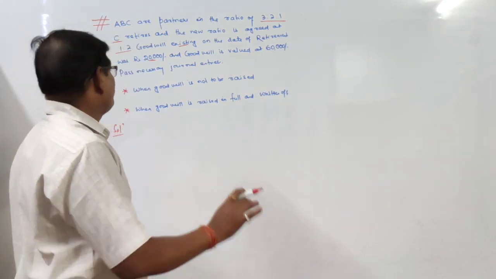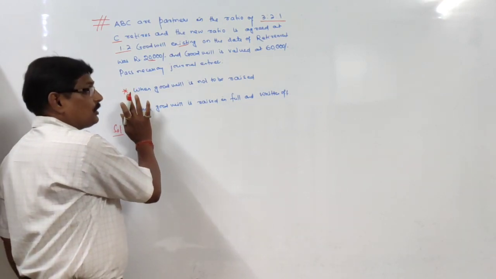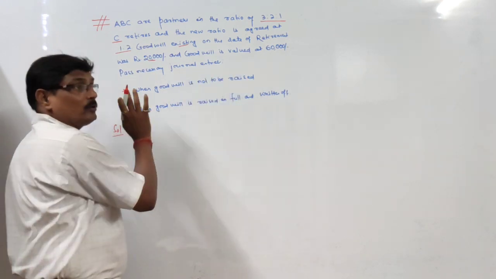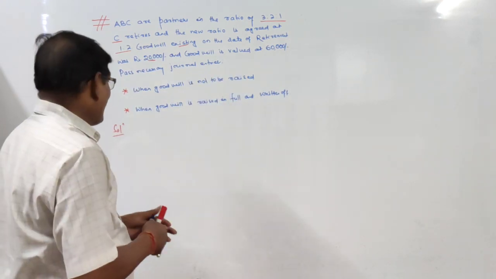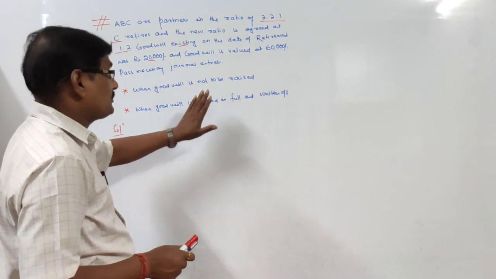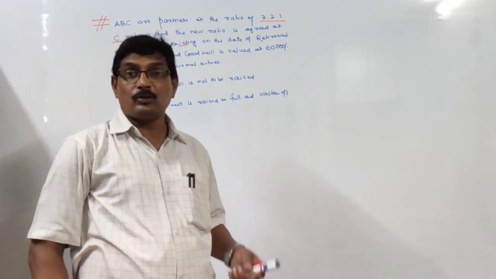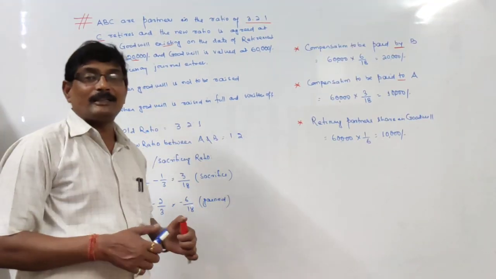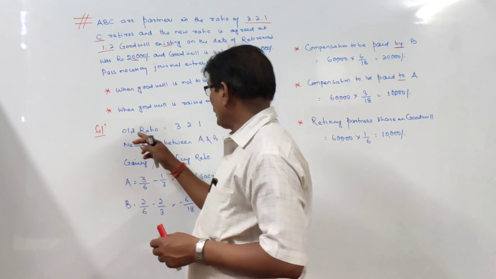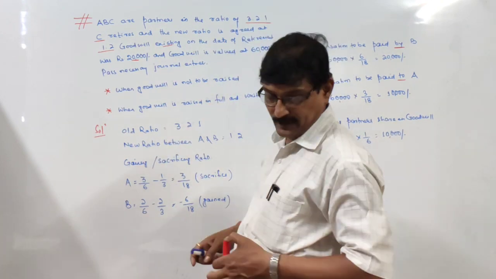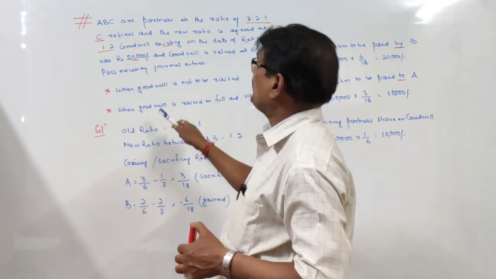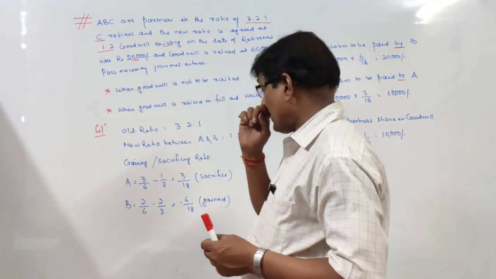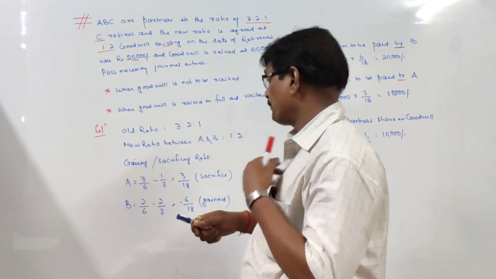Now the question is, first, you have to pass necessary journal entries when goodwill account is not to be raised, and second, when goodwill account is raised in full and written off. So let us write it. First of all, let us calculate the ratios. Old ratio is given, 3:2:1. New ratio between A and B, because C retired, is also given, that is 1:2. Now let us calculate the gaining or sacrificing ratio.